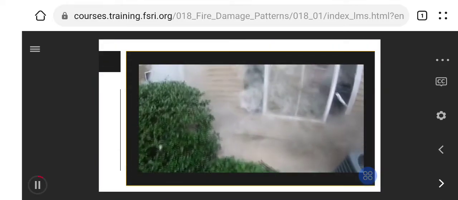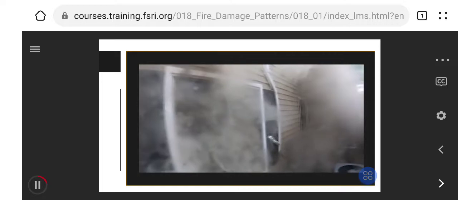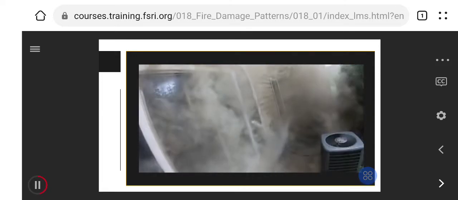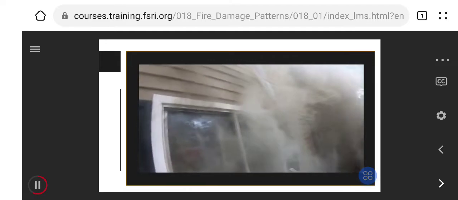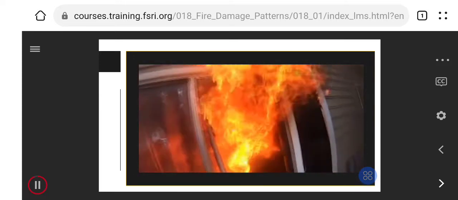A firefighter approaches the window of an apartment that appears to be full of smoke. As the window is broken, air from outside the apartment flows into the building. The oxygen mixing with the hot fuel gases rapidly transitions into flaming combustion.